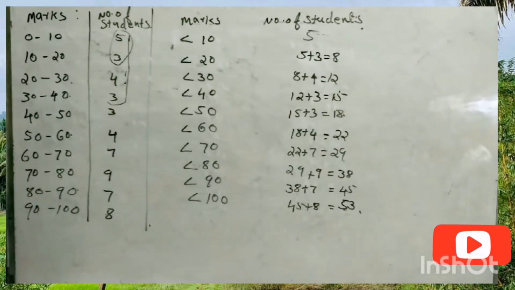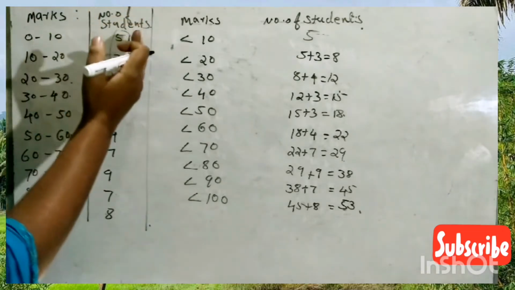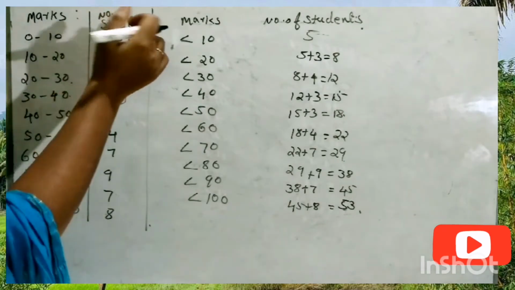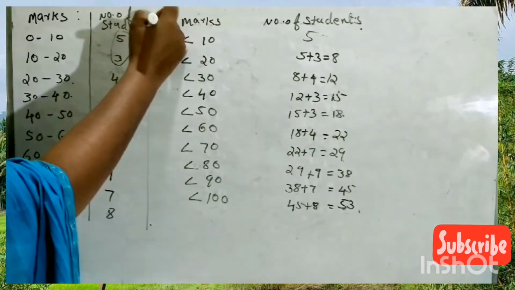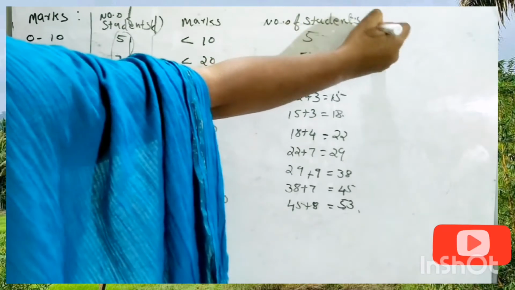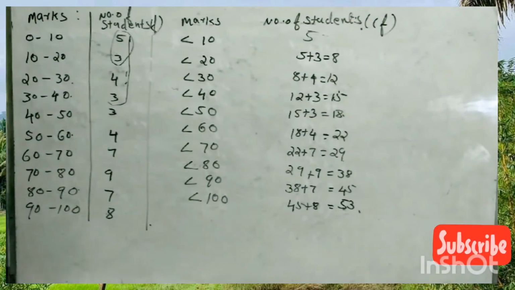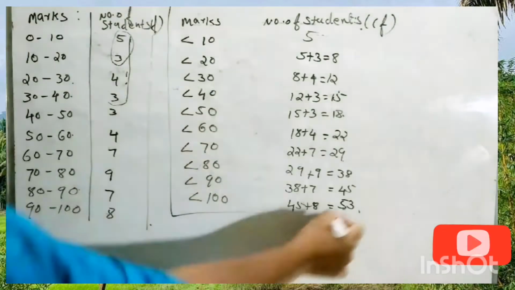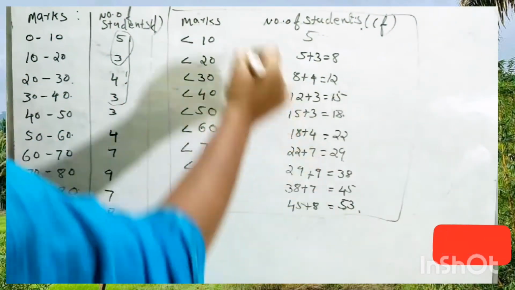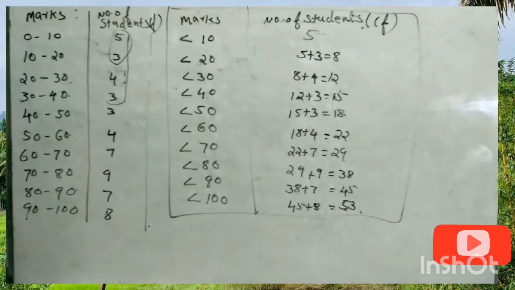Okay. Now, suppose in your question, this less than table is given and we need to find out the original frequency. Okay, this is our frequency and this is actually the cumulative frequency. Okay, number of students, we are adding the frequency, that is cumulative frequency. So suppose this second table is given in your question.